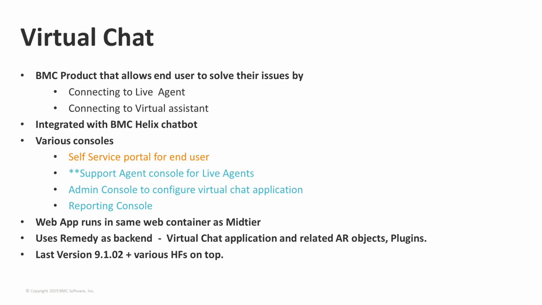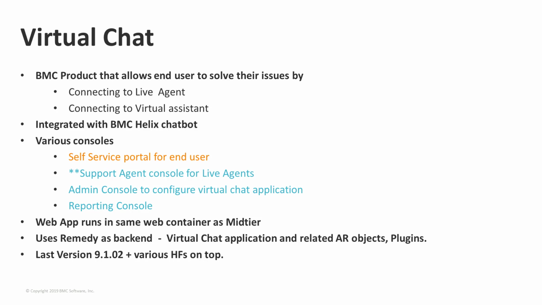And the last version that was done was 9.102 plus various hot fixes on top. So that was what was available until we did a 1908 enhancement to this product. That enhancement was done so that we can move over the support agent console, which is a Midtier-based UI today, to Smart IT. And as we move forward, I'll also bring up what other capabilities we got by doing so.